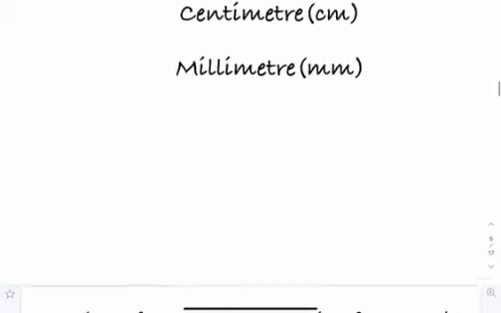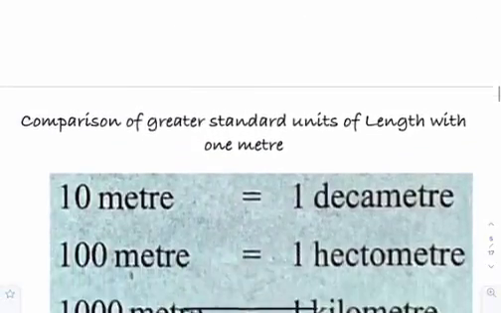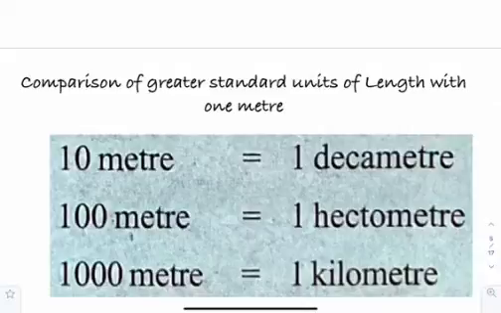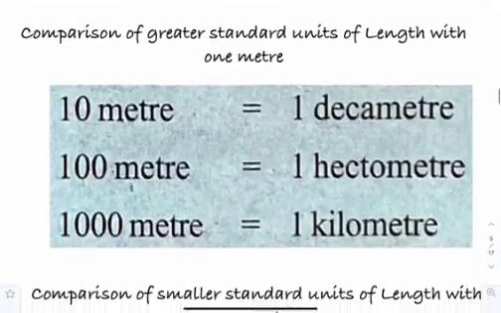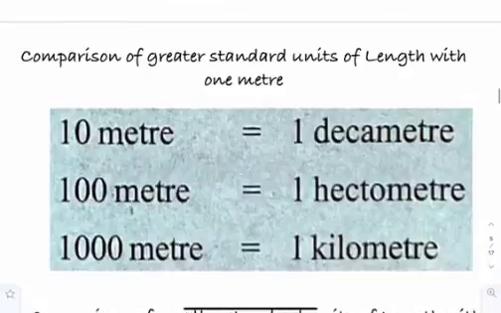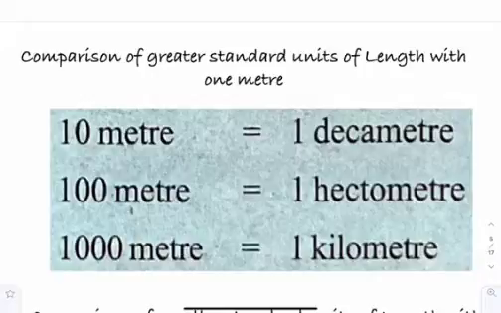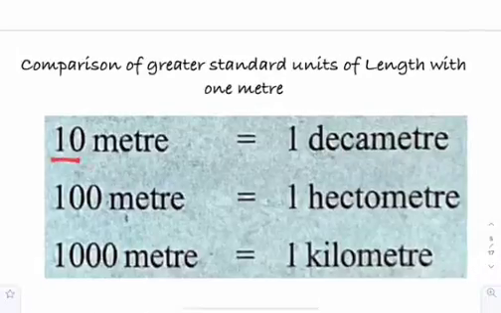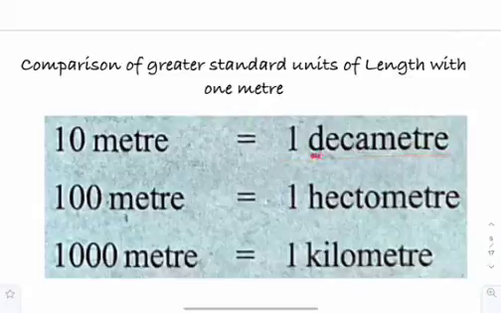Now, what is the comparison that we can make with respect to each other? Comparison of greater standard units of length with 1 meter. Keeping 1 meter as standard, how can we compare it with greater standard units of length? For example, if I take 10 meters here, what is 10 meters? It is 10 times 1 meter, correct? 10 meters is equal to 1 decameter. Here deca means 10.